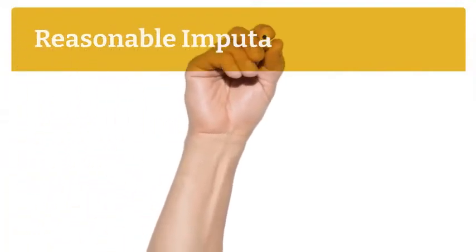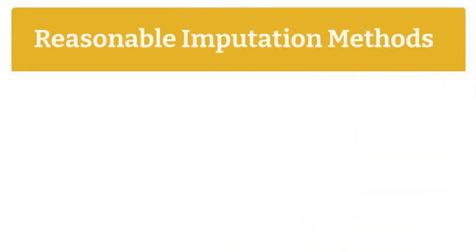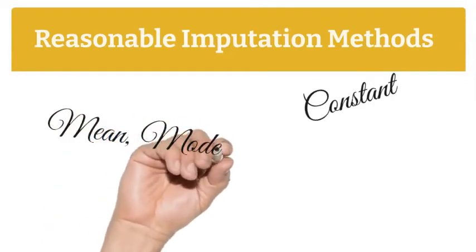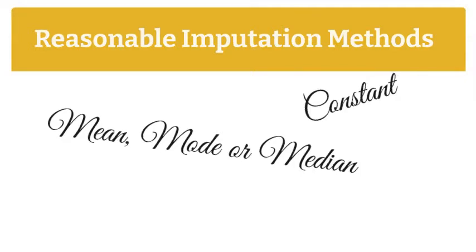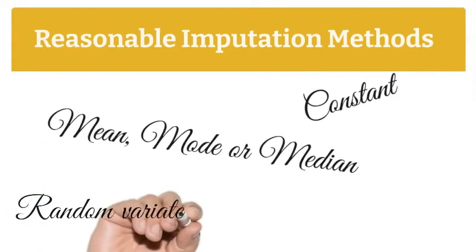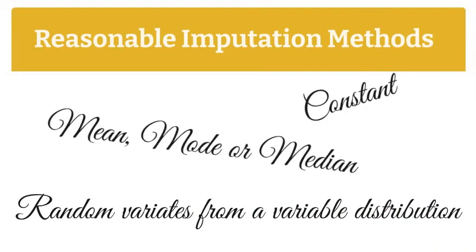Instead of applying the deletion method, we can apply some reasonable imputation methods. These include, for example, replacing the missing values with some constant specified by the analyst. Another one is about replacing the missing values with mean, mode, or median. The mean for numerical variables, as well as median, the mode for the categorical variables. We can also replace the missing values with a value generated at random from the variable distribution observed. If, for example, I want to replace missing values for income, I may wish to apply a log normal distribution and generate random variates from this. These different methods are going to be illustrated in the forthcoming slides.